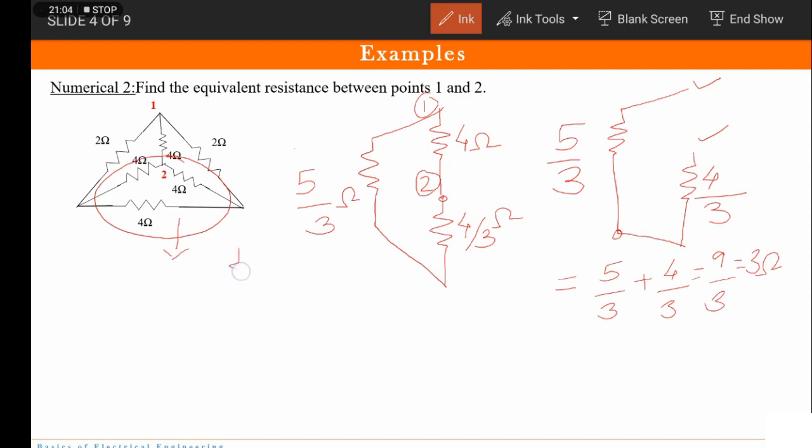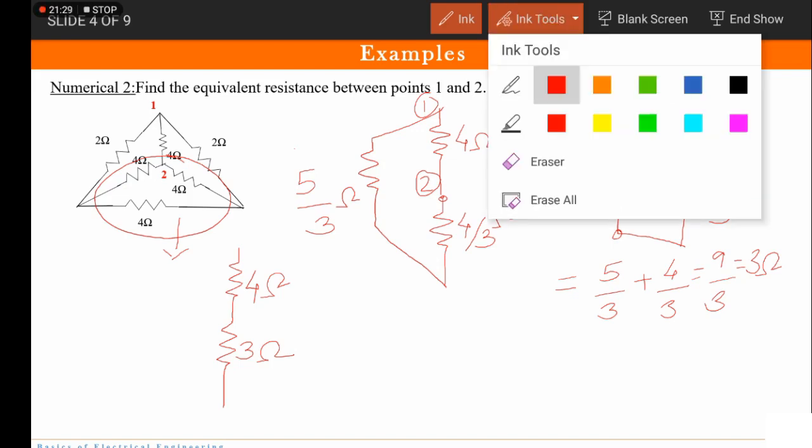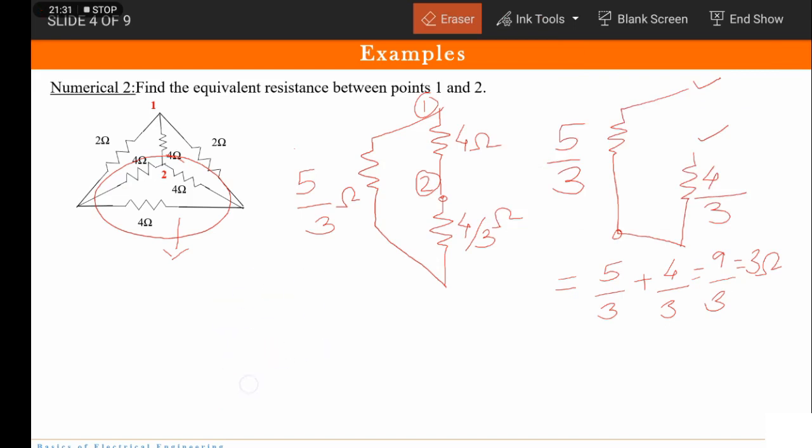Fine. So my new connection would be this 3 ohms and this, right? Correct? Yes. I have to change it. Sorry. Now the new connection is, wait a minute.